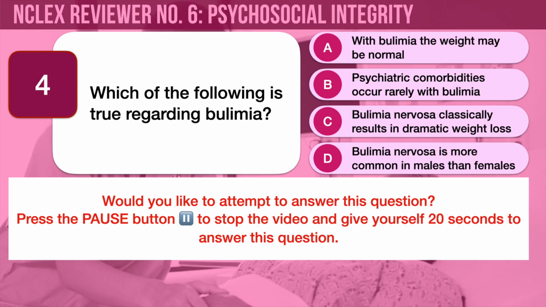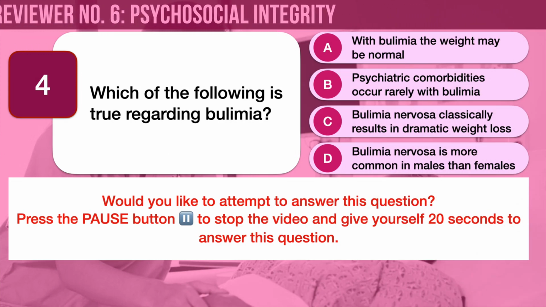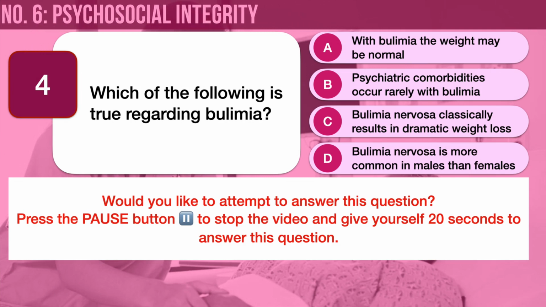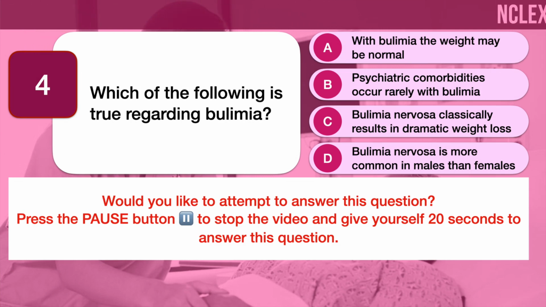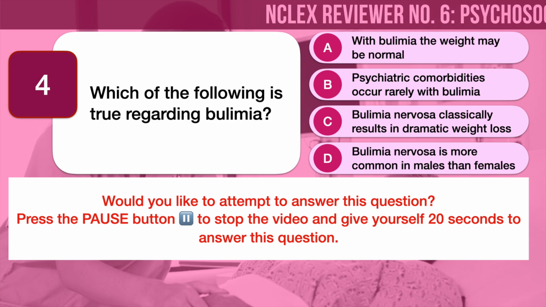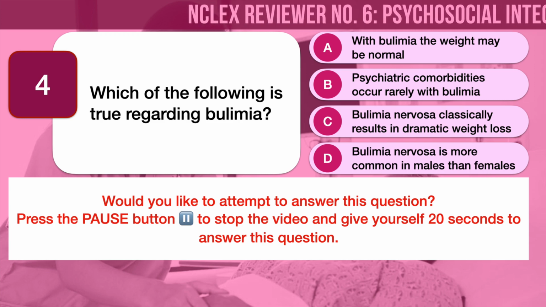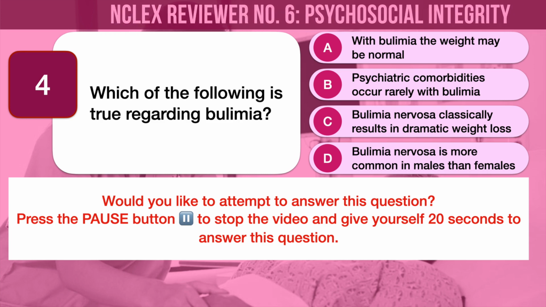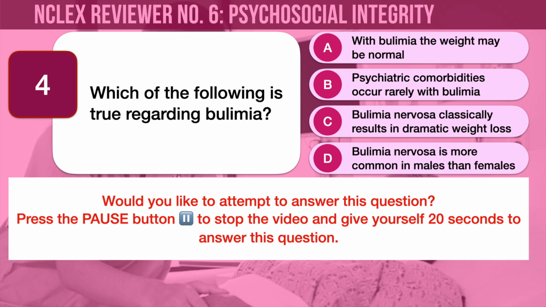Question number 4. Which of the following is true regarding bulimia? A. With bulimia the weight may be normal. B. Psychiatric comorbidities occur rarely with bulimia. C. Bulimia nervosa classically results in dramatic weight loss. D. Bulimia nervosa is more common in males than females.